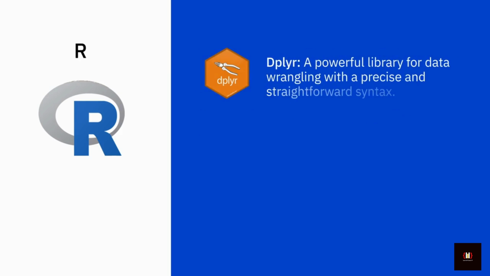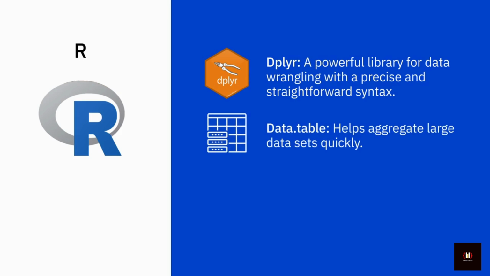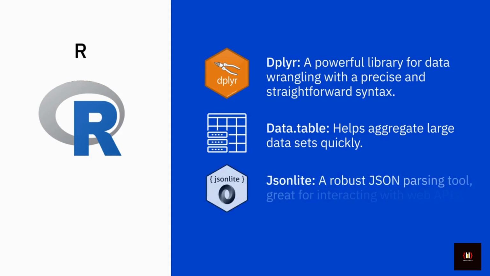dplyr is a powerful library for data wrangling. It has a precise and straightforward syntax. Data table helps you aggregate large data sets quickly. JSON-Lite is a robust JSON parsing tool, great for interacting with web APIs.